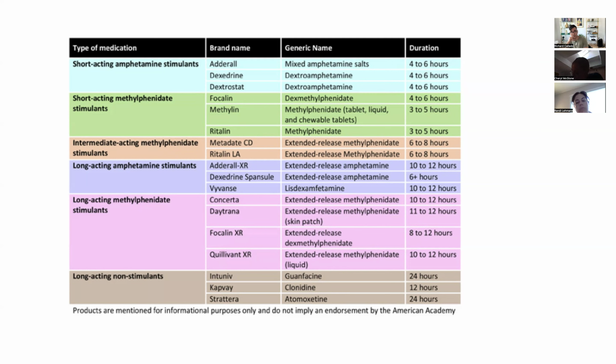I rarely ever see just one or the other. It depends, especially if they have comorbidities like oppositional defiant disorder or conduct disorder. It's kind of like buy one get one free. A lot of times they'll have the criteria to fit those diagnoses as well. This is a nice breakdown of the different options that we have. So the first option we're going to talk about is stimulants.